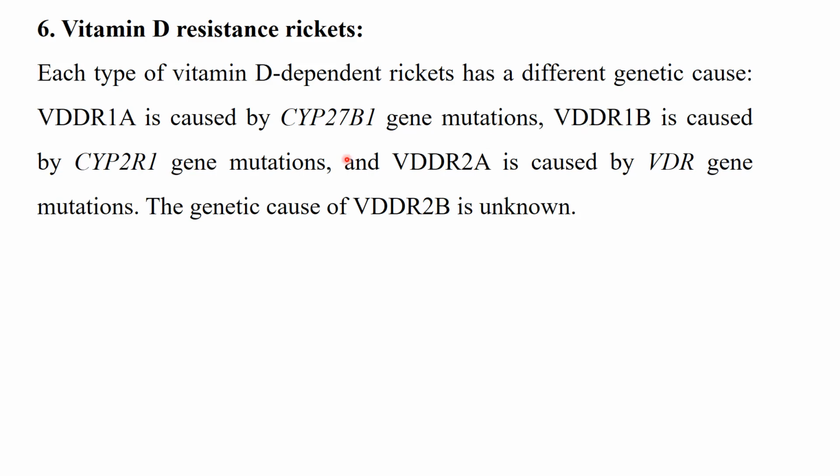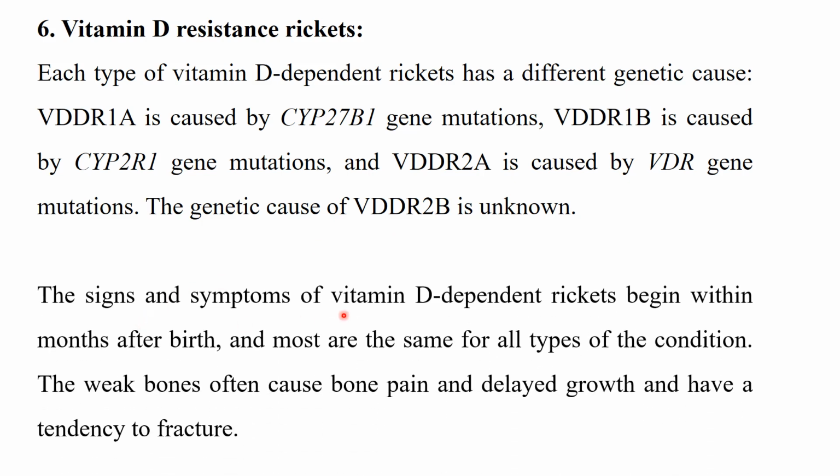VDDR1B is caused by CYP2R1 gene mutation and VDDR2A is caused by VDR gene mutation. The genetic cause of VDDR2B is unknown. There are a variety of genetic causes of vitamin D dependent rickets. The signs and symptoms of vitamin D dependent rickets begin within the months after birth, and most are the same for all types of the condition.